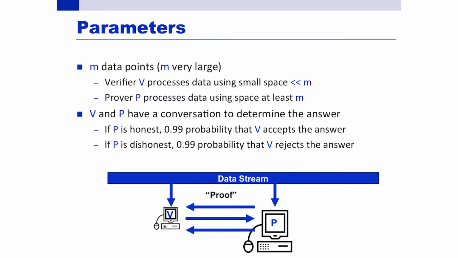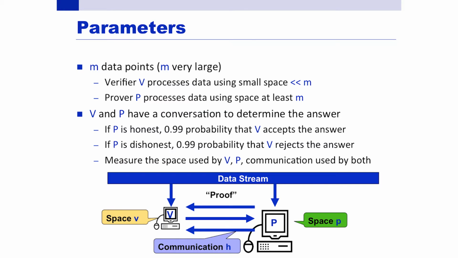So there are lots of things you could fixate on. We'll mostly look at the space cost of the verifier, the cost of the communication in terms of the number of rounds of interaction, and the amount of information communicated through those rounds.